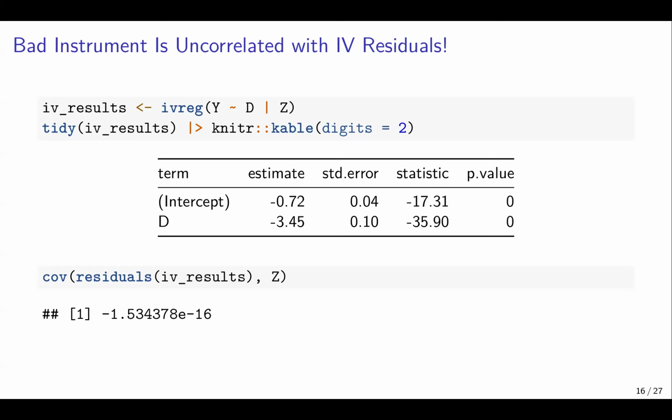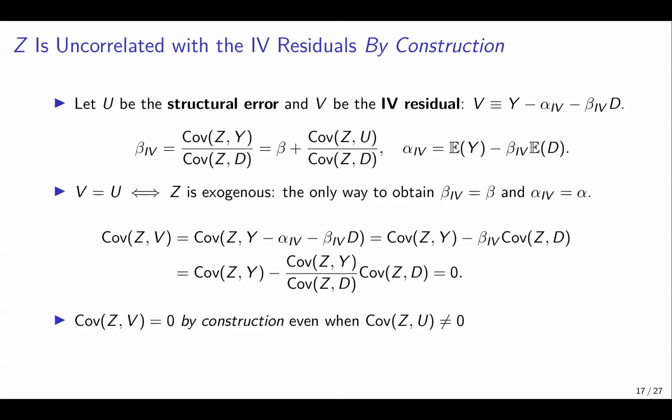So what are the IV residuals going to be here? Well, we can get them out by using this function residuals and pull them out of the IV results. And I'm going to compute the covariance between z and those residuals. What do we get? Well, that's 0, or at least that's 0 to machine precision. So, in fact, the instrument is uncorrelated with the IV residuals. And maybe now, if you think about it for a moment, you can realize why that must be the case. The answer is that z is uncorrelated with the IV residuals by construction.